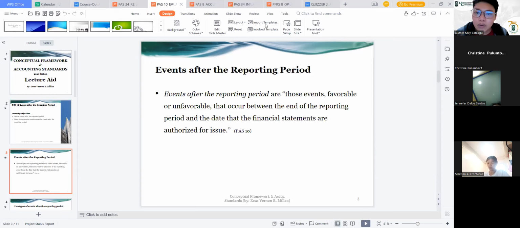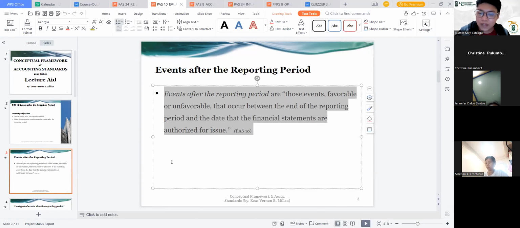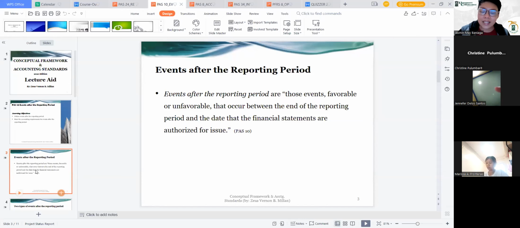So what will be our guide or our basis? This is PAS 10, okay? So for now, please remember the definition of events after the reporting period, because in the next slide, we will break them down.